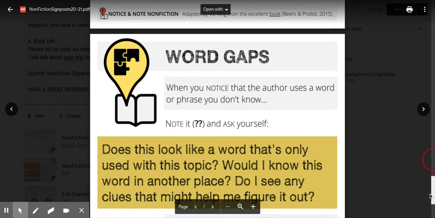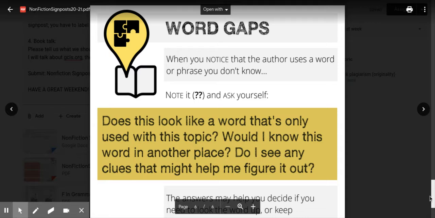And number 5, word gaps. I just used the word a pregnant pause. If you went, huh, for a second, things that make you go, huh, and you never heard the word pregnant outside of someone carrying a child until they give birth, that's an example of a word gap.